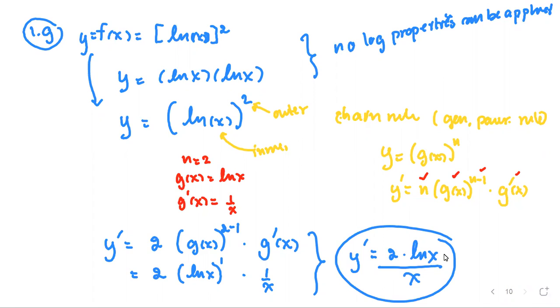We cannot cross out x and x, because natural log is considered a function that needs the input. It's not the multiplication of the log and the x, okay? Do not misuse the notation.